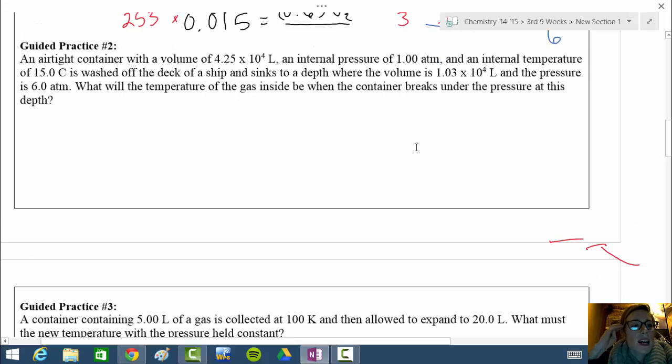Okay guys, so in the second guided practice problem, we are going to follow through our steps again. So the first step was to label our given. So let's read through this problem together, and this time I'm going to label them P, V, T, and then I'm also going to label the number, like 1 or 2.